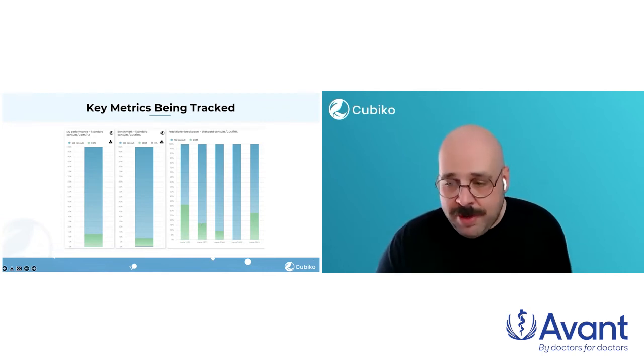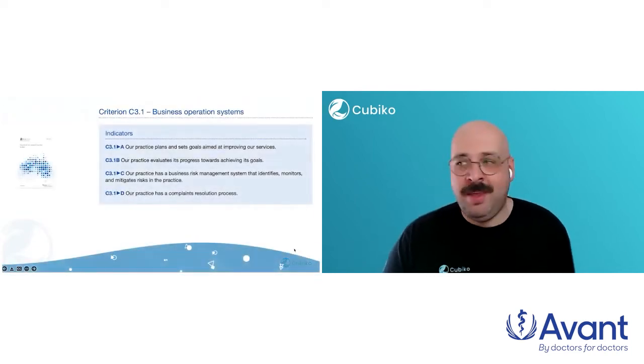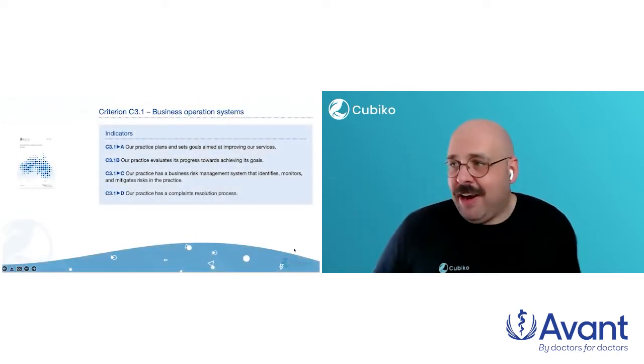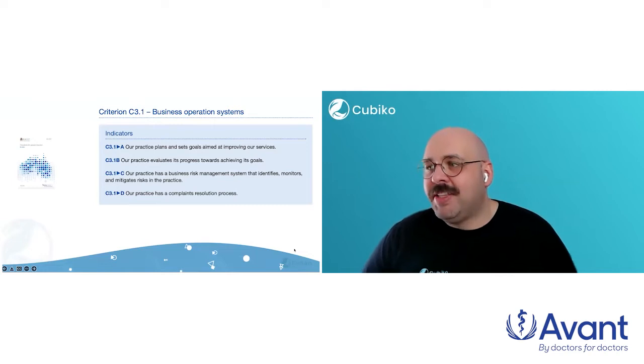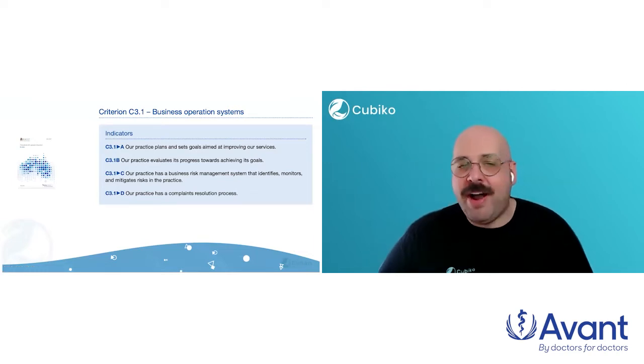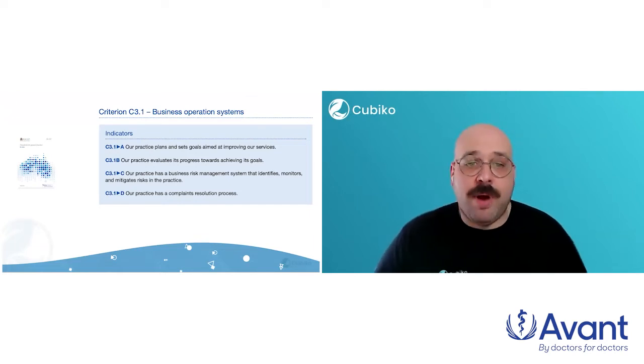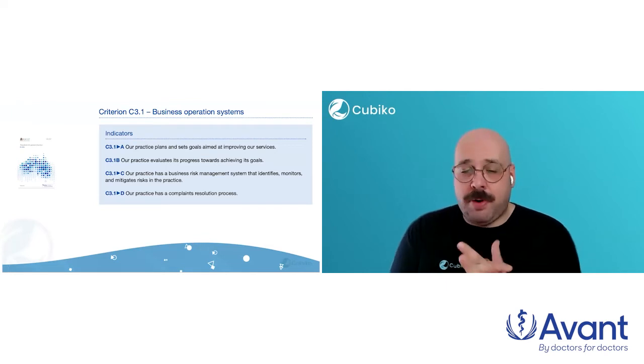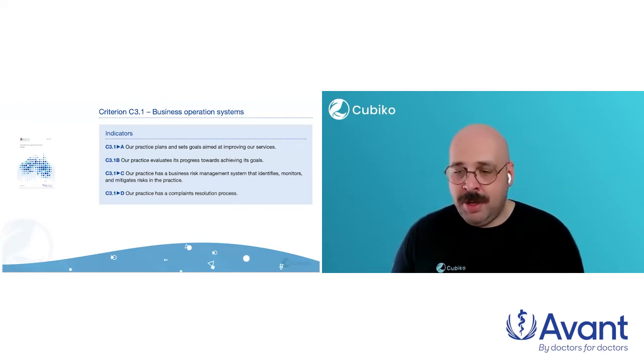Now, we've been talking a lot about increasing performance. For all my sins, I'm a surveyor and I couldn't do a PracticeHub webinar without talking something to do with the standards. 3.1A, our practice plans and sets goals aimed at improving our services. And 3.1B, our practice evaluates its progress towards achieving its goals.